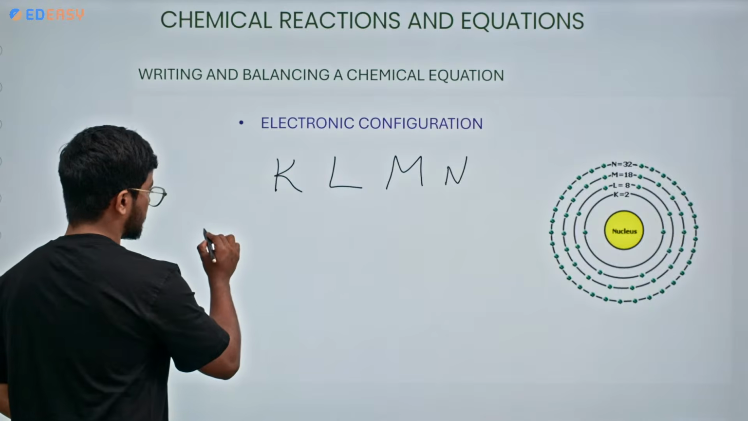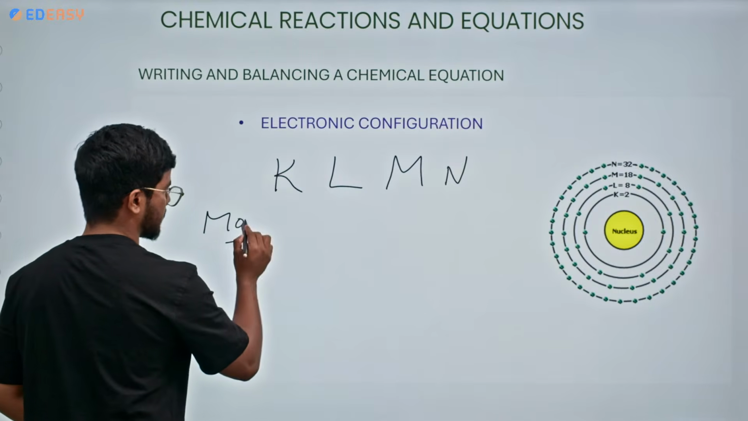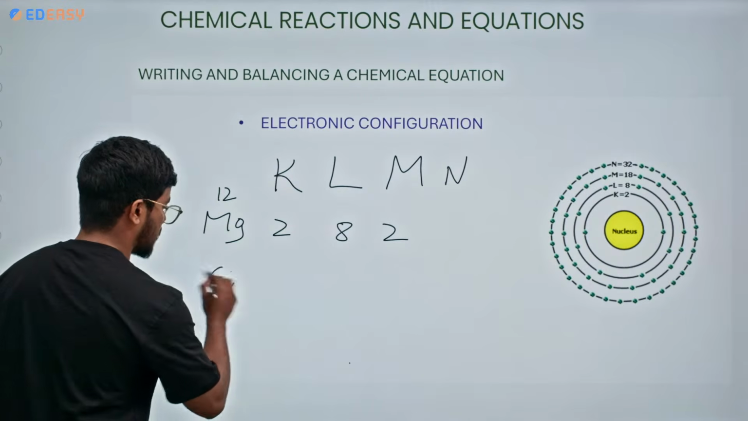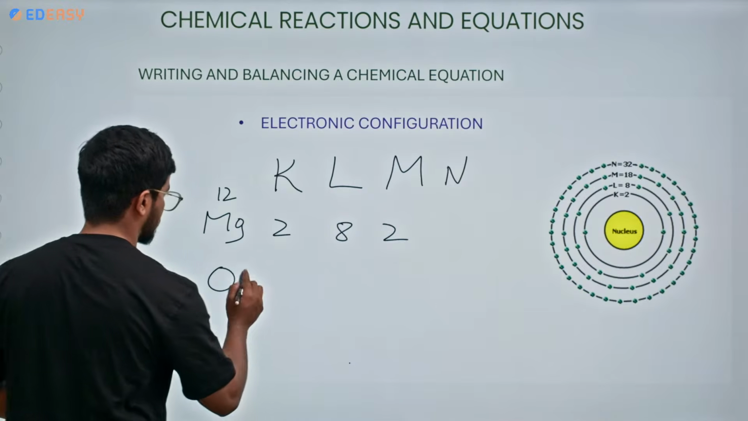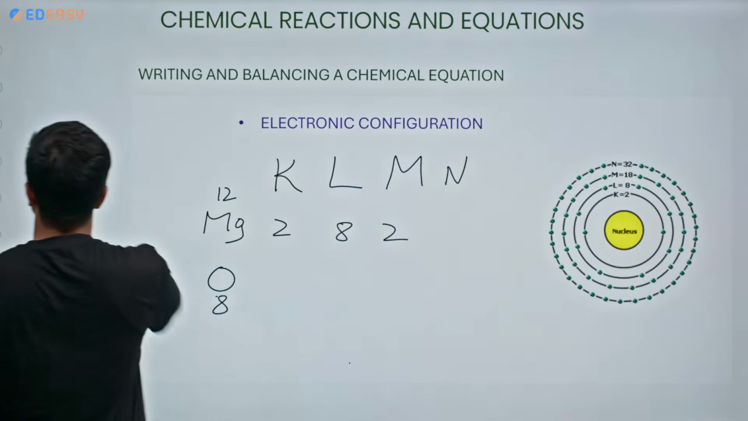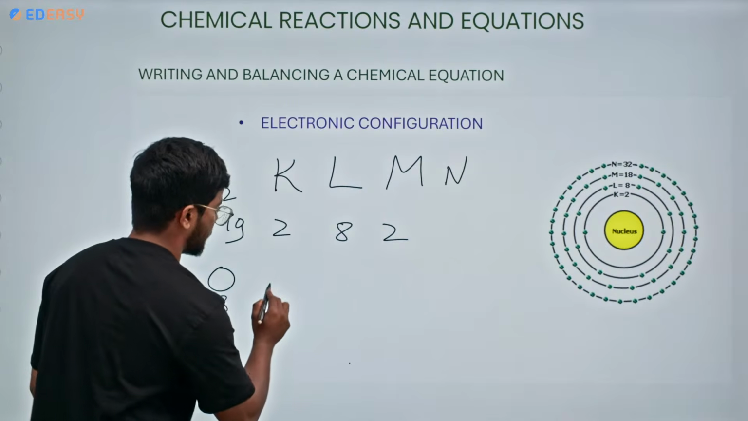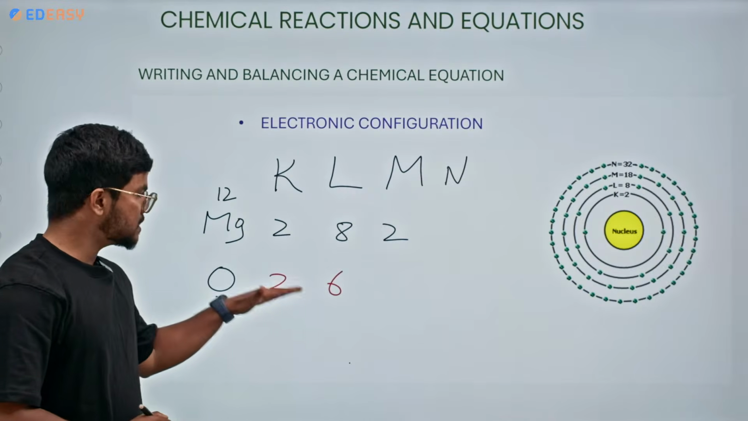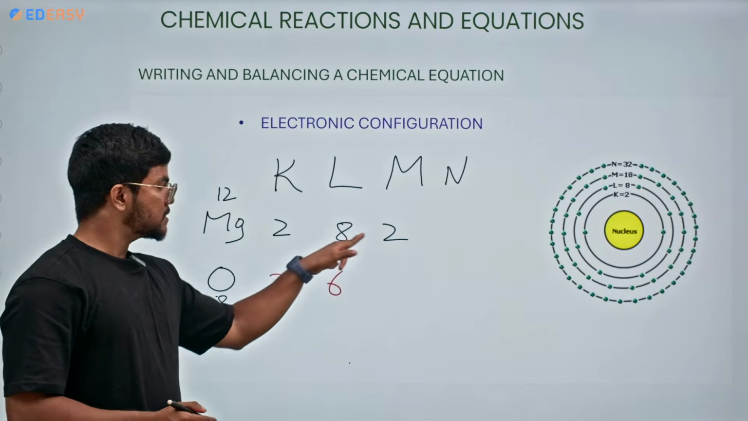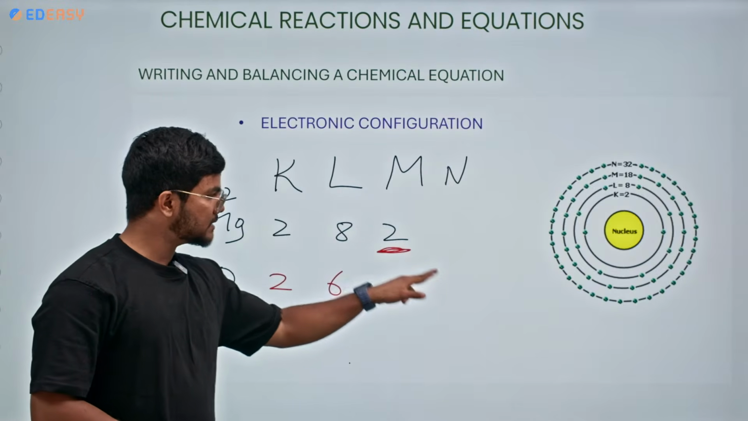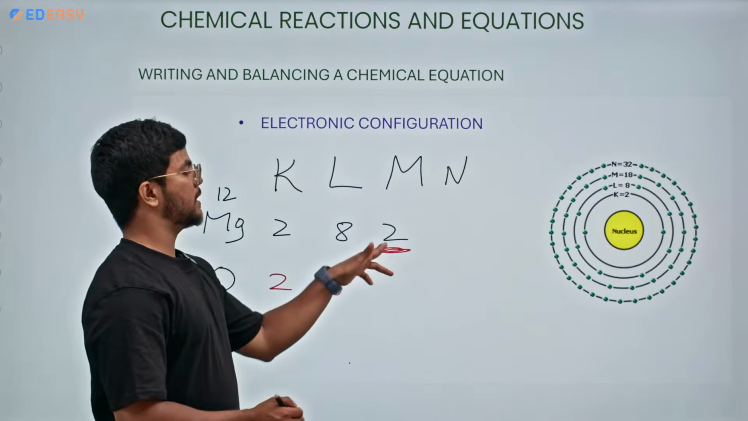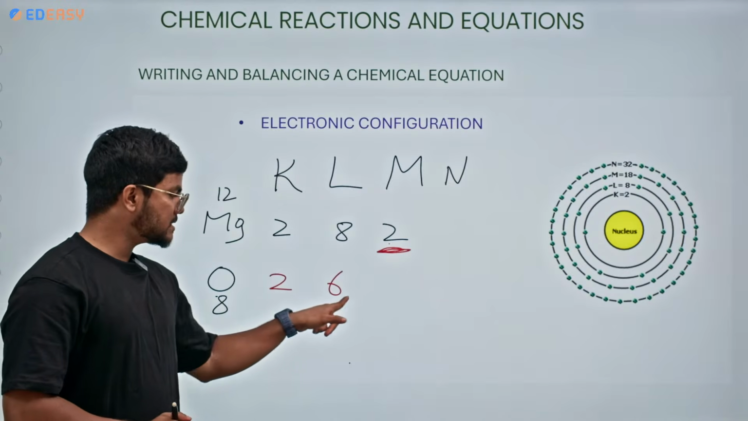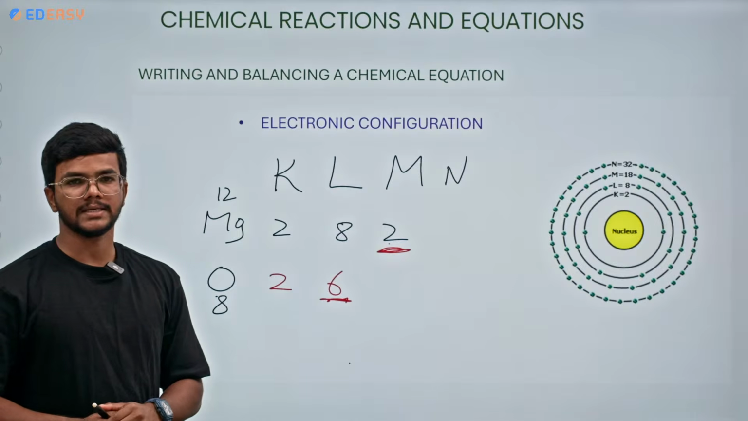So here magnesium, with atomic number 12, is 2, 8, 2, right? And oxygen, let me take as an example. Oxygen atomic number is 8 and the electronic configuration will be 2, 6. If you compare magnesium and oxygen, in the outermost shell of magnesium, how many electrons are there? Yes, 2 electrons. And in oxygen, there are 6 electrons.